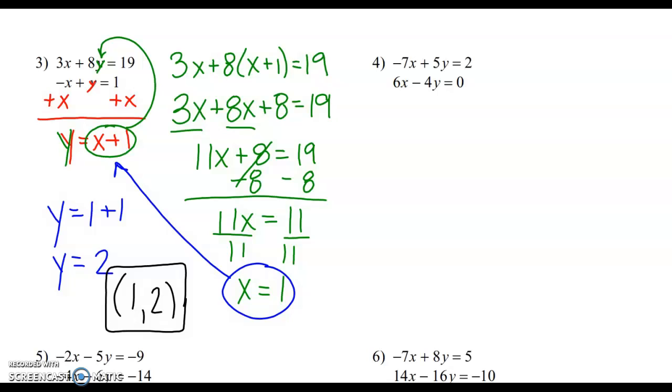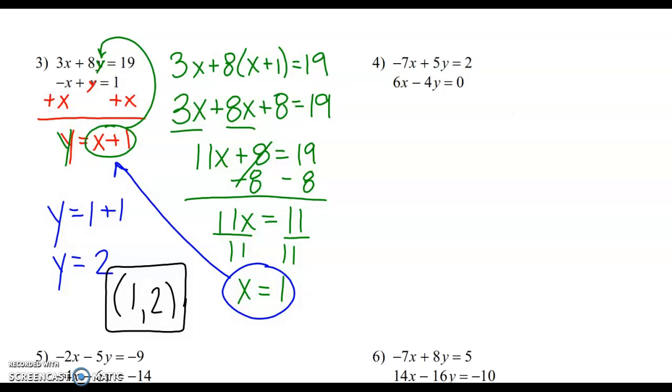All right, so our next one, we can see we don't have a variable that has a coefficient of 1. So we're going to have to make as good a choice as we can. If I were to solve the top equation for x, I would divide by 7, and I would definitely get two fractions, 5 over 7 and 2 over 7. If I were to solve the top equation for y, I'd end up dividing by 5, and I get two fractions, 7 over 5 and 2 over 5.